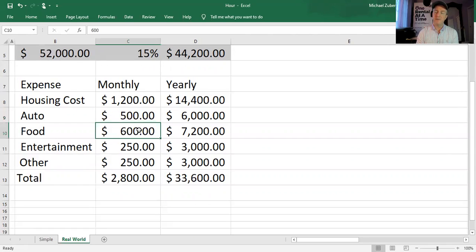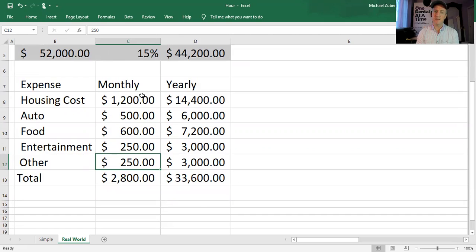Maybe you had a family, you had $600 in food, some entertainment, and then there's other expenses. Now, in reality, there could be more: education, daycare, whatever it happens to be. But this is more about communicating an idea. And the idea is, hey, I make $52K a year. I only keep $44,200. Does that make sense?